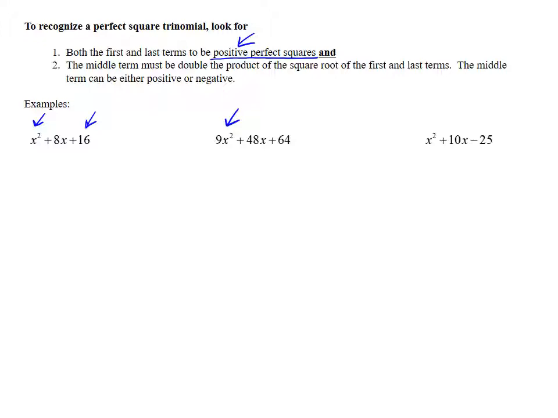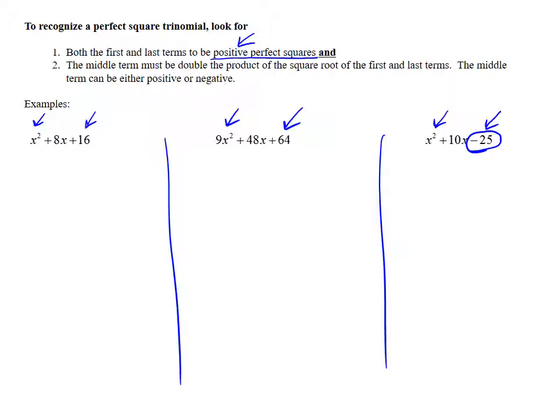9x squared, that's a perfect square, 3x times 3x. 64 is 8 squared and it's positive, so far these two are okay. The third example, x squared is x times x, that's a perfect square. Negative 25, there's an issue there. 25, if it were a positive, would be a perfect square. Because of the negative, this is not a perfect square.